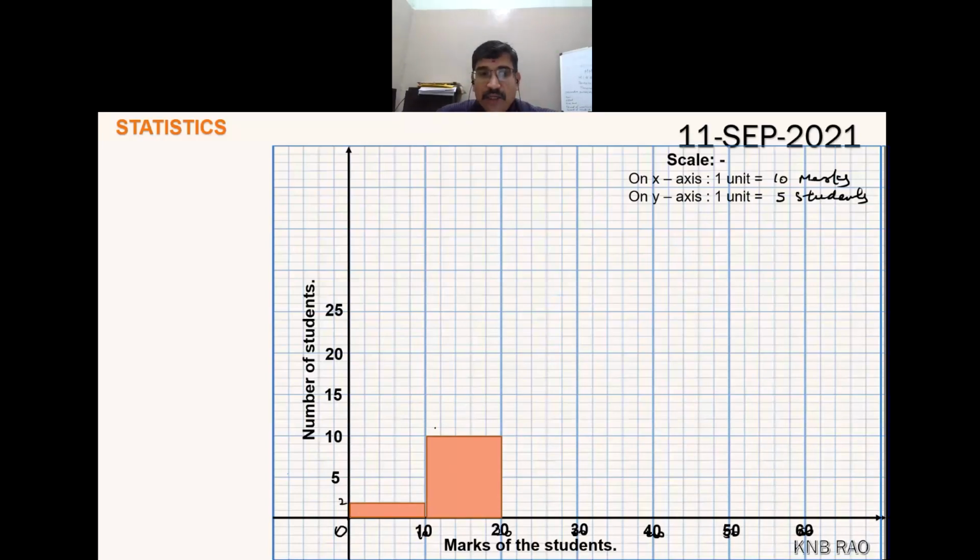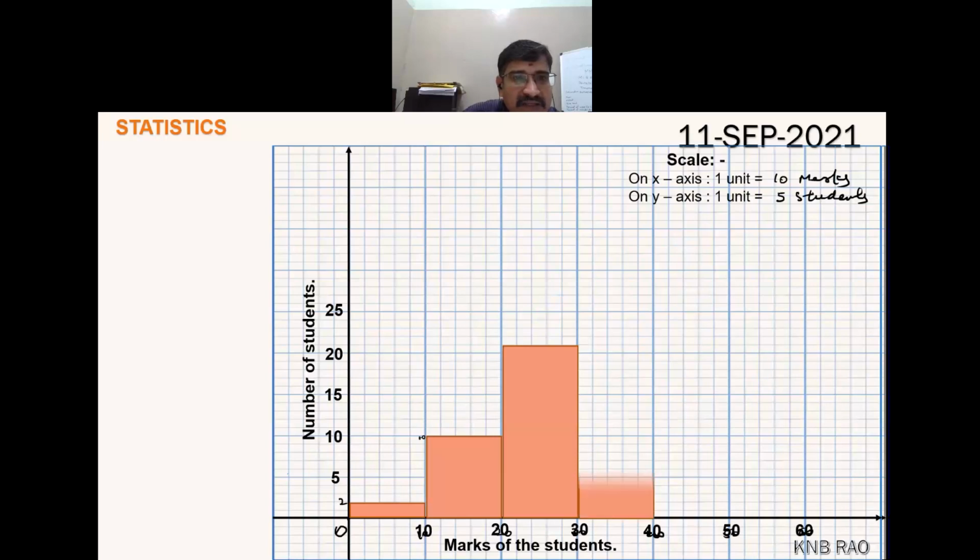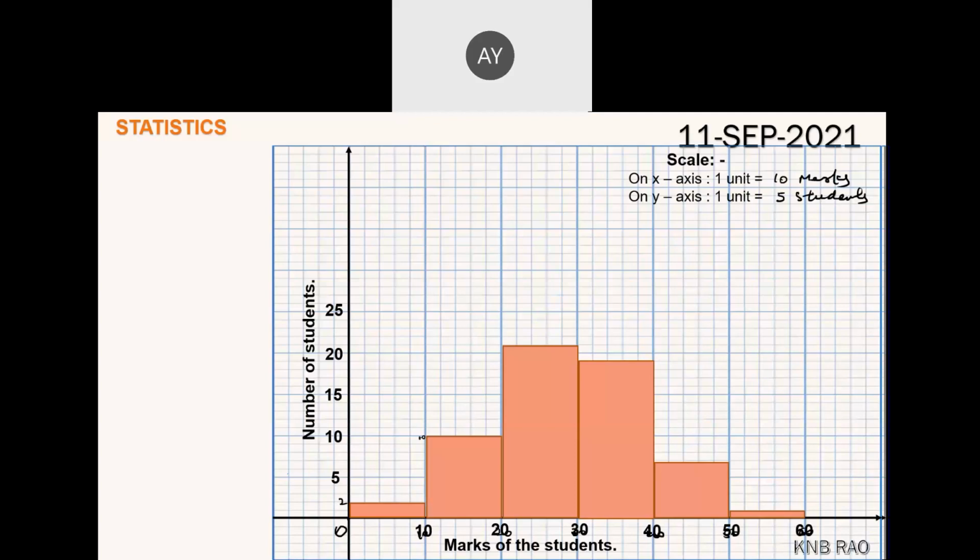And 10 to 20, I have 10 students. 20 to 30, I have 21 students. Okay, 30 to 40, I have 19 students. And 40 to 50, 7 students. And 50 to 60, only 1 student. Is it clear how to draw now? Yes, sir. This is the method of drawing histogram.